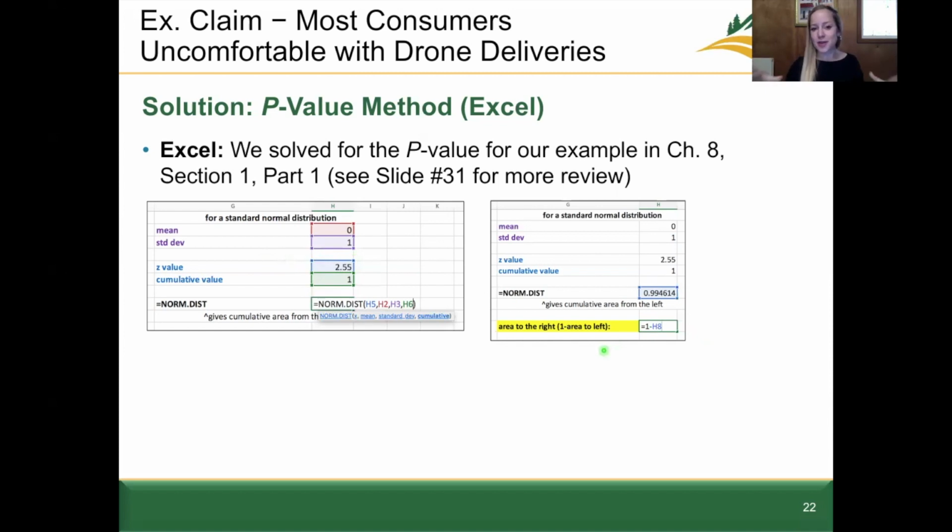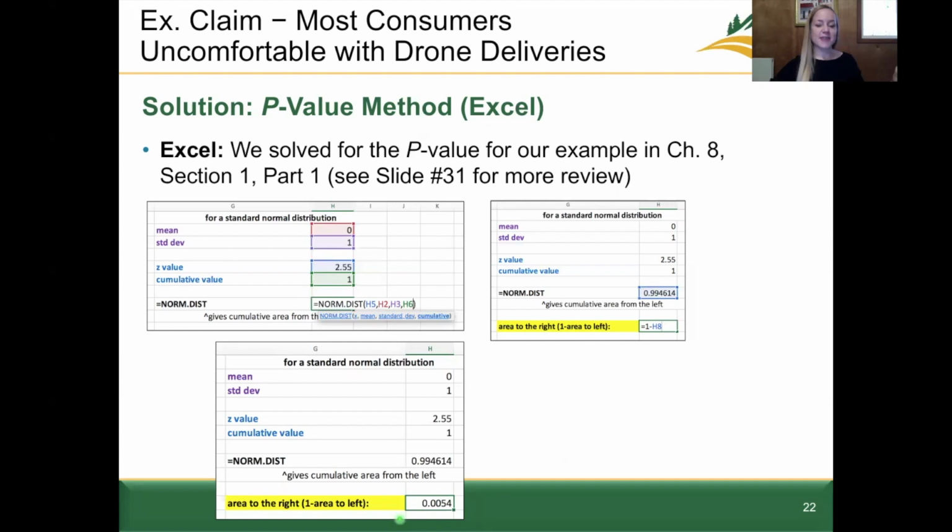We remember that Excel and table A2 are always in reference for cumulative area from the left. So we know we're not quite done yet. We really need to take 1 minus the cumulative area from the left, where 1 is the total area under the curve. So to find our p-value, our area to the right of that z-value, we take 1 minus 0.994614. I set this up in Excel as well to take 1 minus the value here. When I click enter and I round off to the number of decimal places that I'm interested in, I get my same p-value of 0.0054.